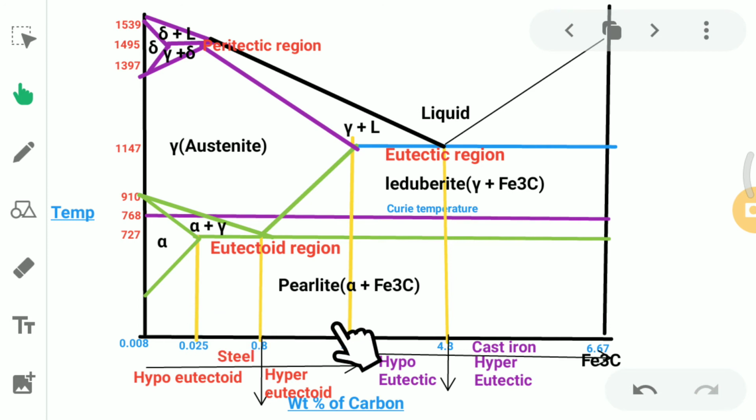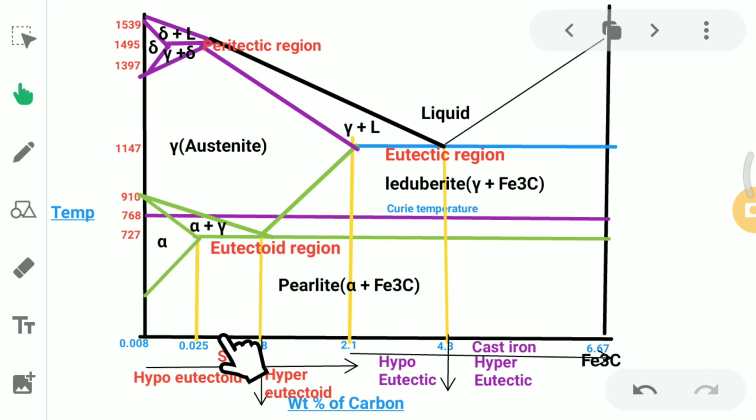This kind of questions. And for cast irons, for 4.3 percentage of carbon, what type of material is that, whether it is a steel or cast iron. If it is 4.1, whether it is hypoeutectic or hypereutectic. If it is 5, whether it is hypereutectic or hypoeutectic. If it is less than 4.3, we call it a hypoeutectic cast iron. If it is greater than 4.3, it is a hypereutectic cast iron. Similarly, the question will be asked here.